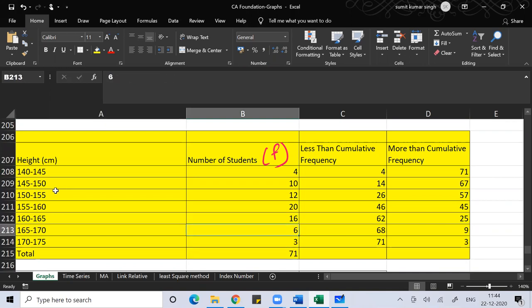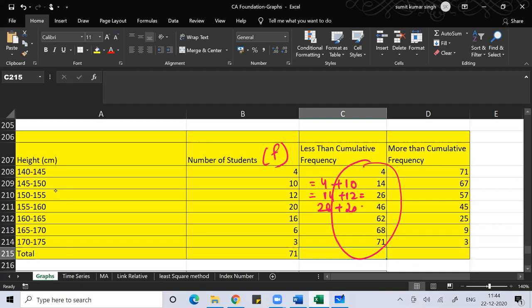Now what you can do is find the less than cumulative frequency of them. I think everyone understands this. This is 4 plus 10, that is 14. Then 14 plus 12 is 26. 26 plus 20 is 46. Then 46 plus 16 is 62, then 62 plus 6 is 68, and then 68 plus 3 is 71. So you understood less than cumulative frequency.